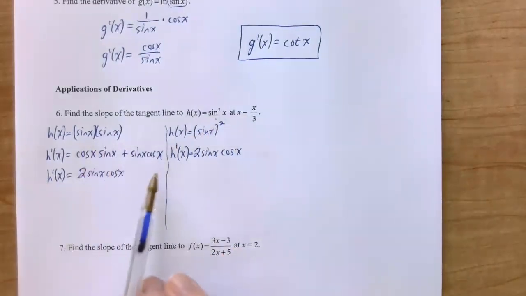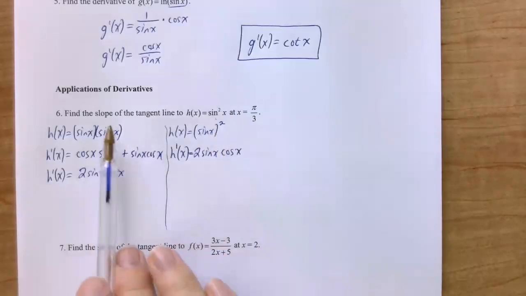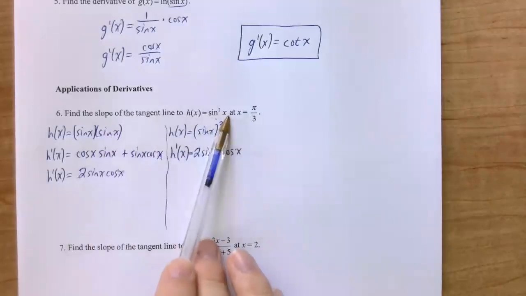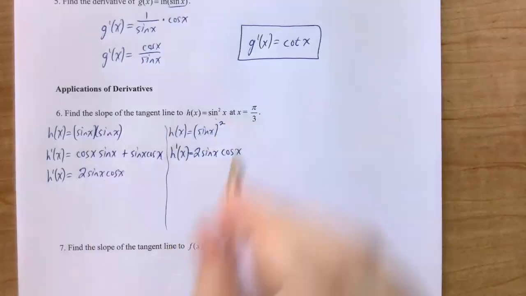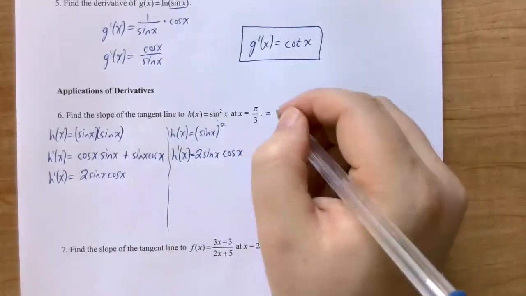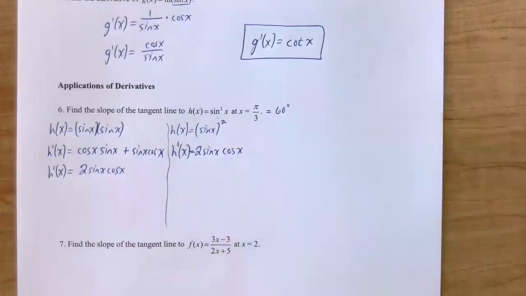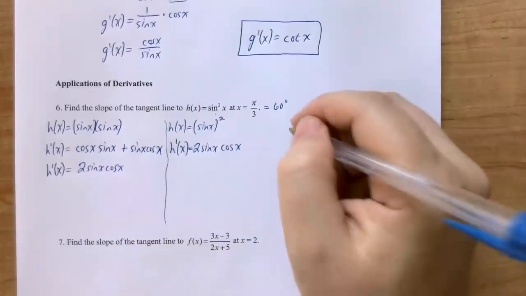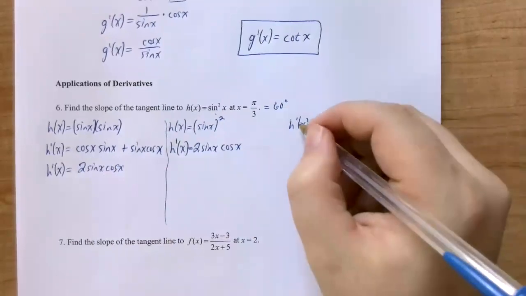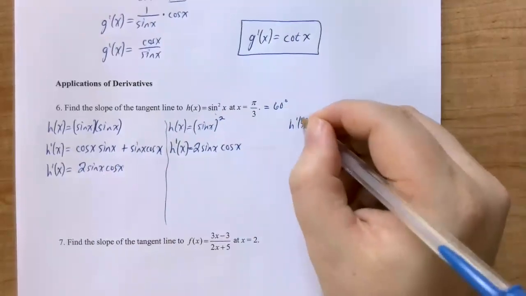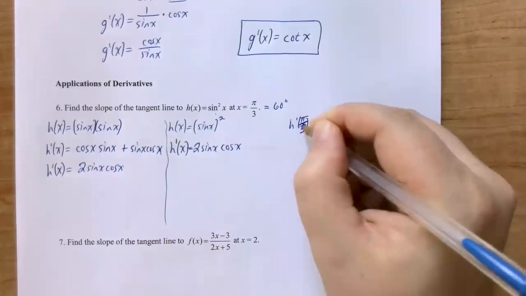All right, so there's the derivative of sine squared of x. Let's find the slope of the tangent line at that point of x being pi over 3, which is the same thing as 60 degrees. Remember back from our trig days. So we want to find out what is the derivative of h at pi over 3, which I'm going to write pi over 3.